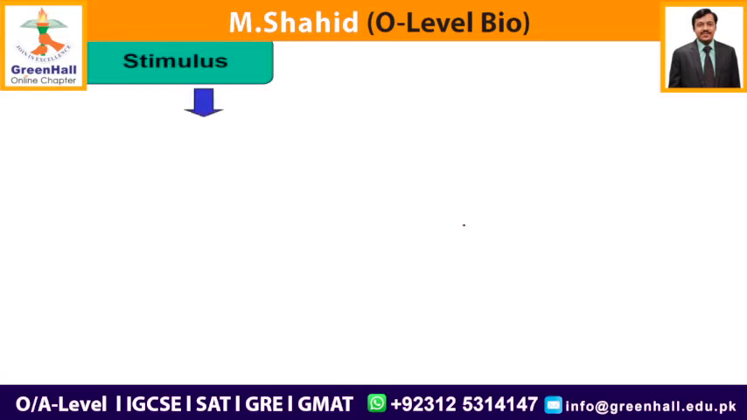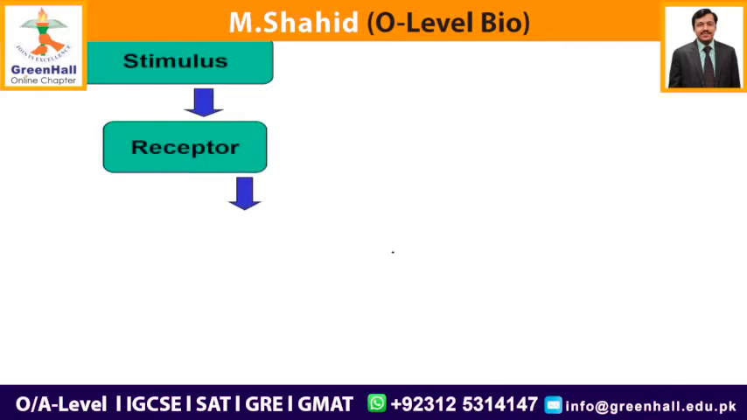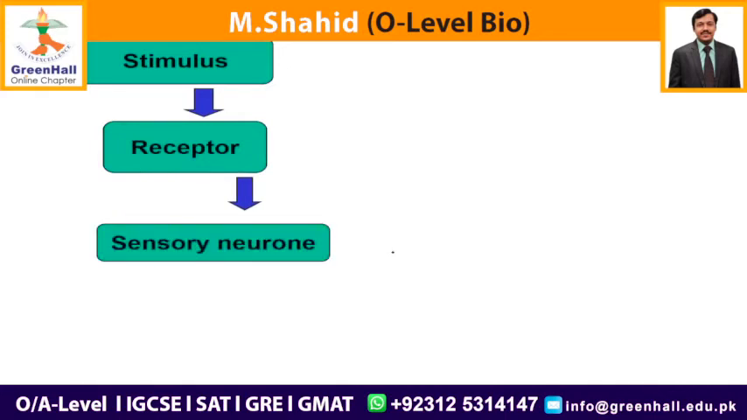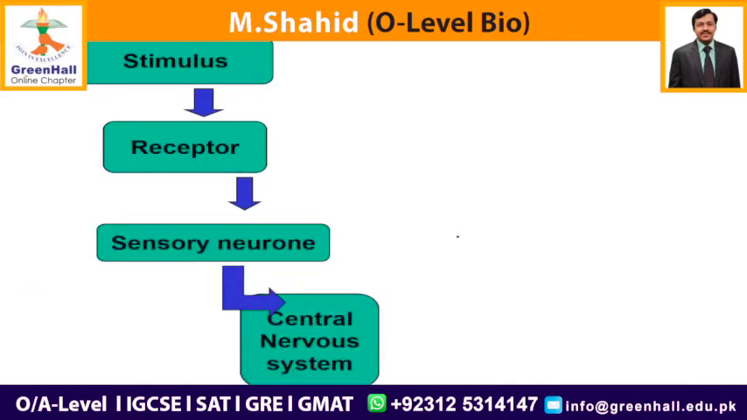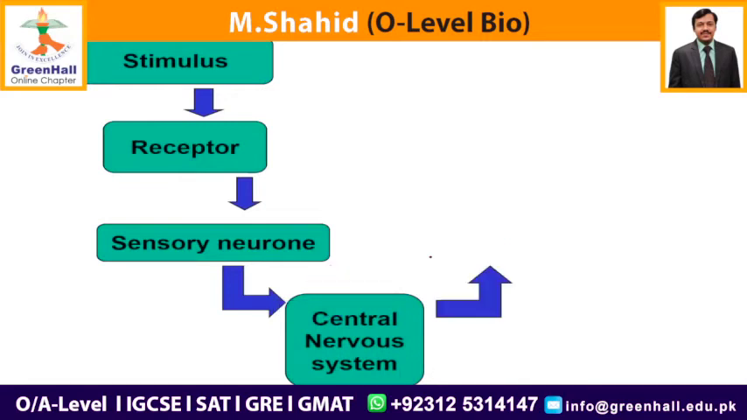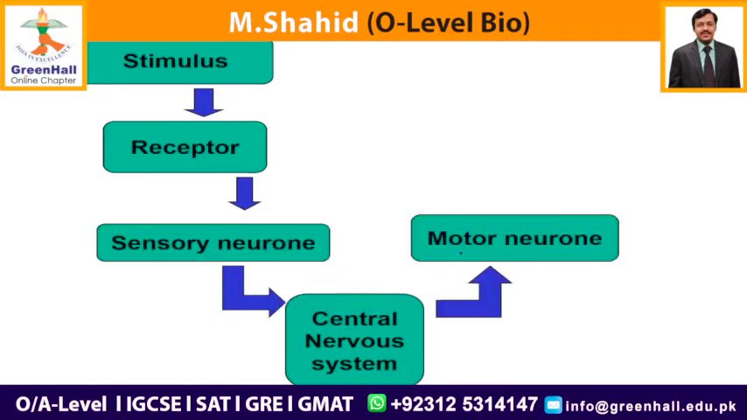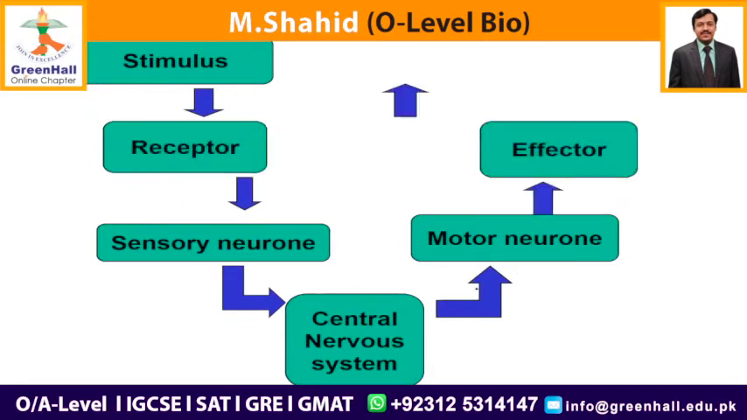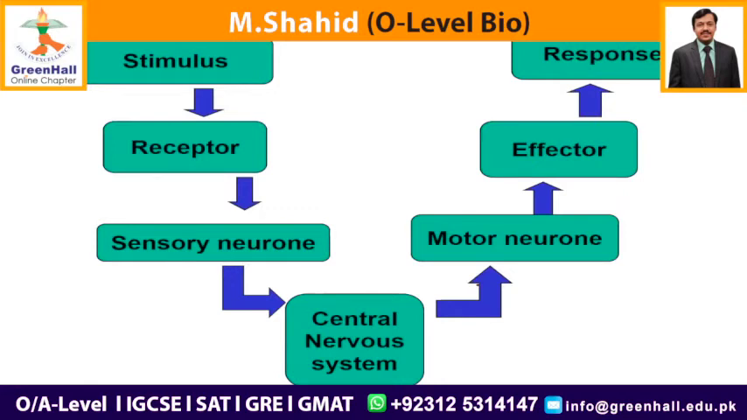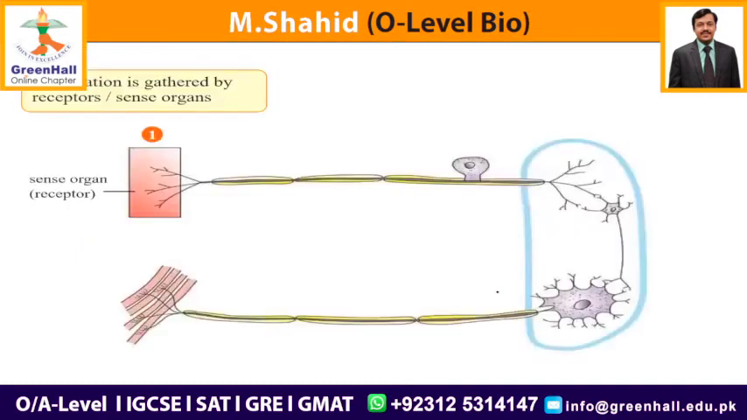So first of all, as a result of a stimulus which is perceived by the receptors, the receptors, through sensory neurons, send a nerve impulse to the central nervous system, and the central nervous system, through a motor neuron, passes an order to the effectors, and the effectors show the response. Overall, that's the functioning of the nervous system.